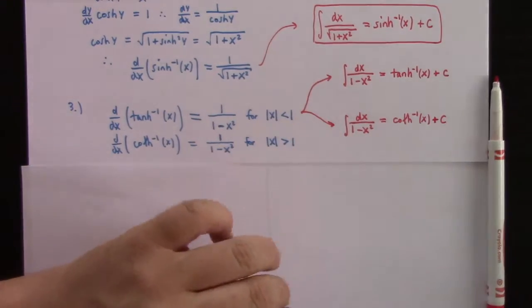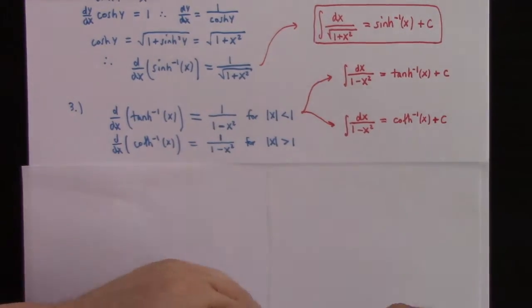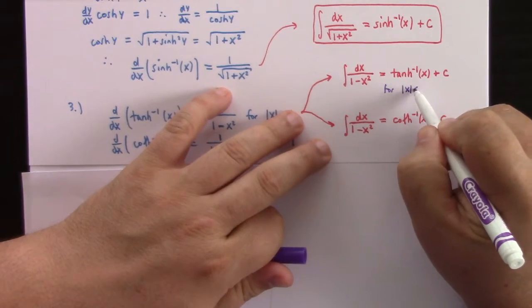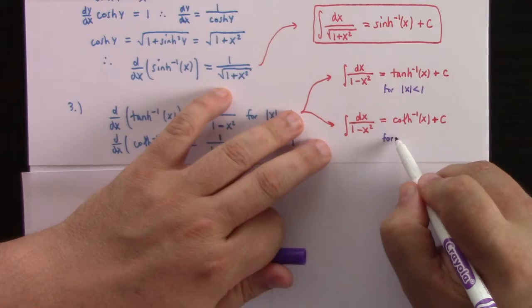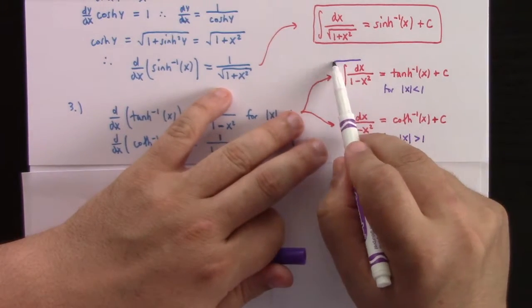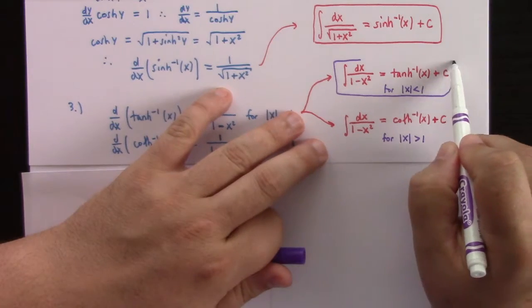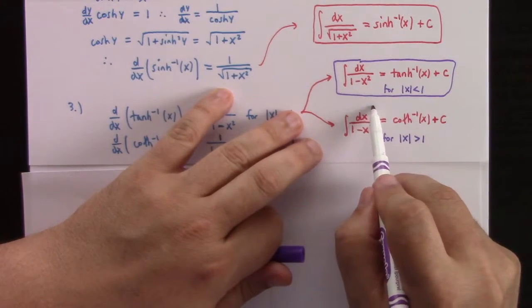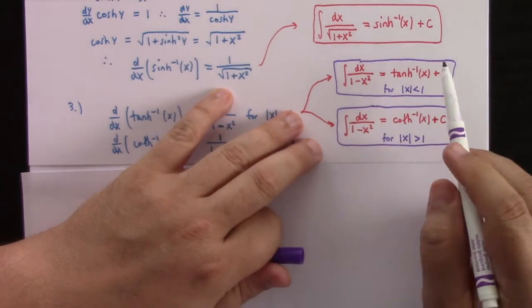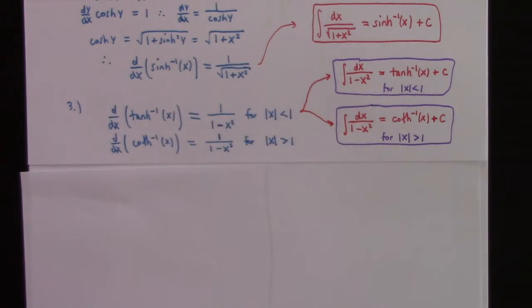So just to complete the story here, this is for the absolute value of x less than 1. This is for the absolute value of x greater than 1. And for absolute value of x equal to 1, you shouldn't try to do the integral because that function's not defined there, right? Okay. We'll do something kind of like that with improper integration that we study later this semester, but one thing at a time.